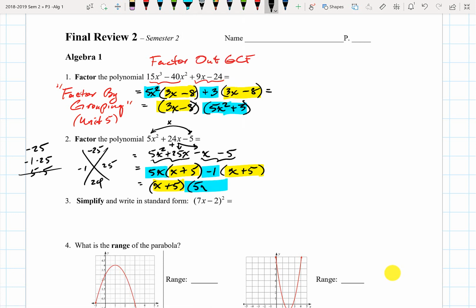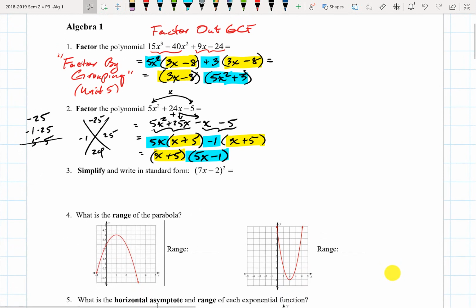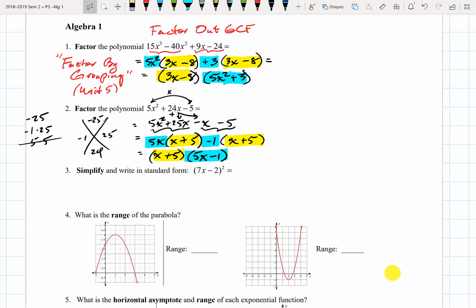So we get 5x minus 1 here. So yeah, there's going to be factoring on the test, and you've got to get good because that is the main concept in semester 2. All right, factoring. There's a lot of factoring involved. Okay. Now, when you square a binomial, you go back to basics.